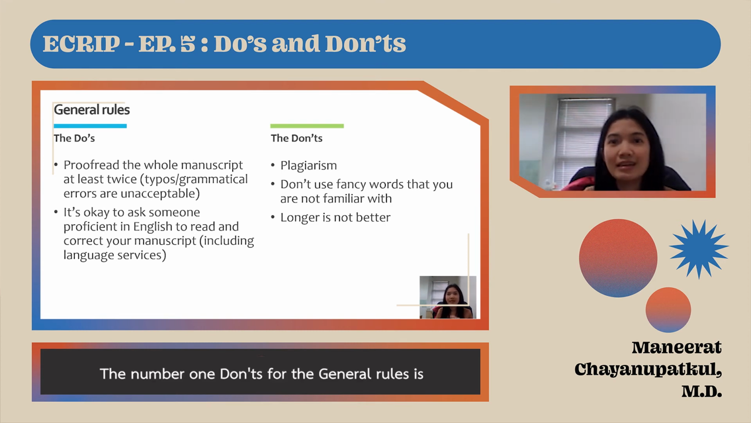The number one don't for the general rules is plagiarism. Don't plagiarize, don't copy and paste other people's articles or even from online resources into your articles. Nowadays, almost every journal has a plagiarism tool, so they will check the plagiarism in your research paper. If you actually plagiarize other people, they will send it back to you and say, okay, you need to rewrite the whole thing. So avoid doing that in your research paper.